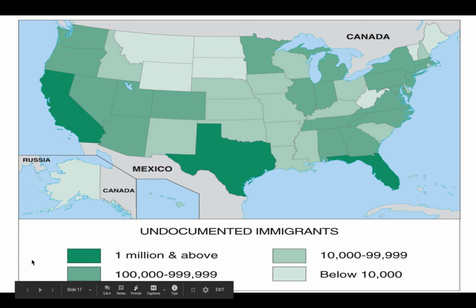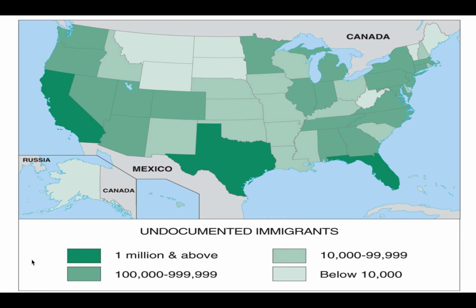Undocumented immigrants follow a pattern of close proximity to emigrating countries or net out countries. The largest net in currently is Texas, and the second largest net in is California, and the third is Florida, currently in 2020.